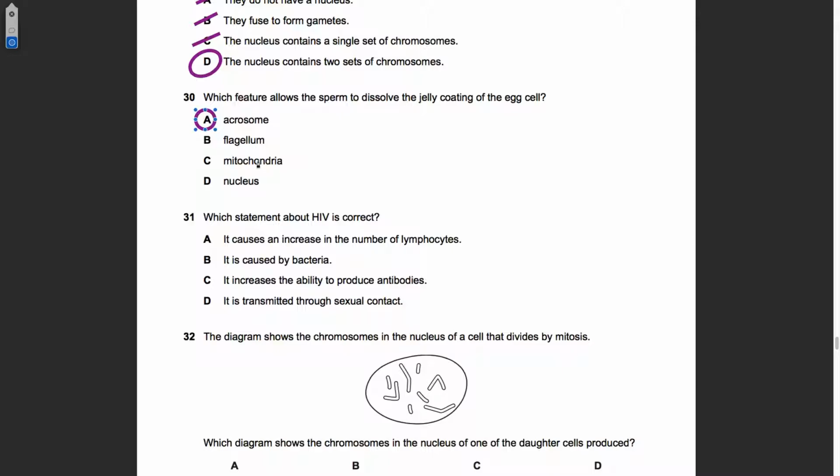The mitochondria provide the energy for the flagellum to move. So again, not to do with breaking down the jelly coating, and the nucleus is just the storage of the father's genetic material, his DNA. So again, it has no role in allowing the sperm to get into the egg cell. So the answer is A.